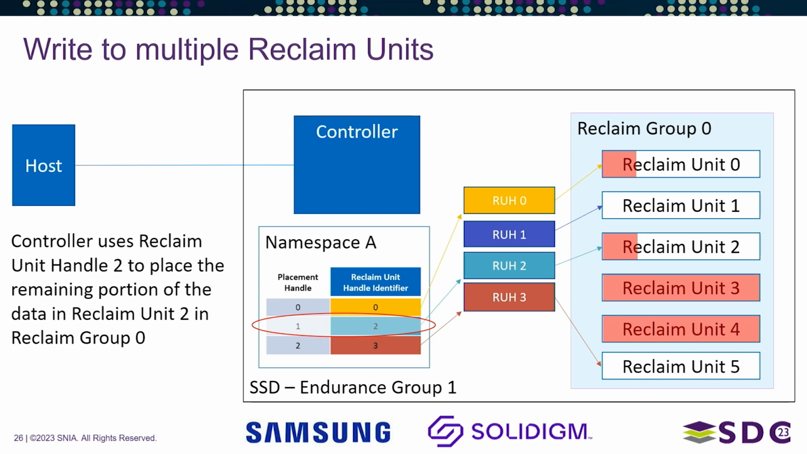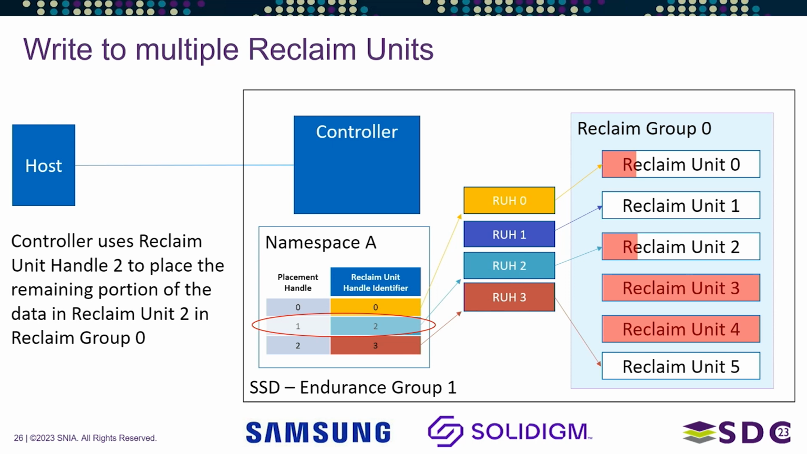Now there is a caveat. That field is only 16 bits. I have variable size reclaim groups and variable size placement handles. So the configuration will tell you the bit offset of what's placement handle and what is reclaim group, which limits the number of reclaim groups you could have, which would also limit the number of placement handles that could be given to a namespace. But it's chosen by the host on a write basis. Yes. Okay. That's what I want.